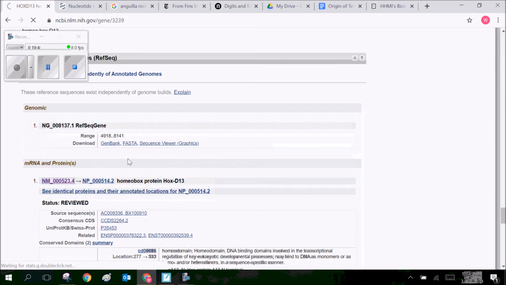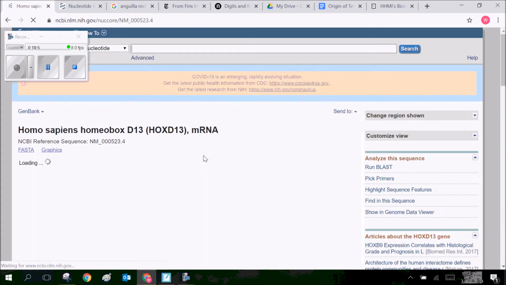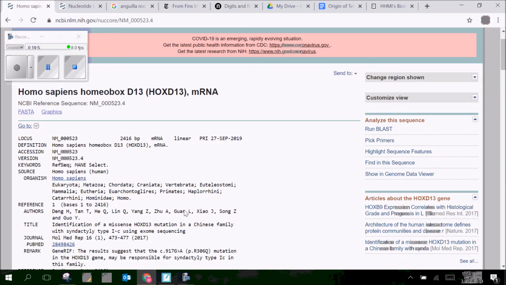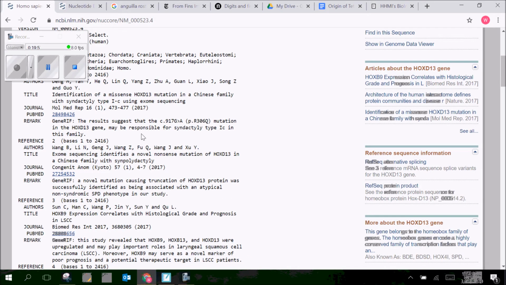So I'm going to go in there and click on that, and it'll bring this up. And what's cool is if you scroll down some of this, it'll tell you what certain mutations to this do. So this says it may be responsible for syndactyly. This means different numbers of fingers. So you might have 6 fingers, you might have 4.